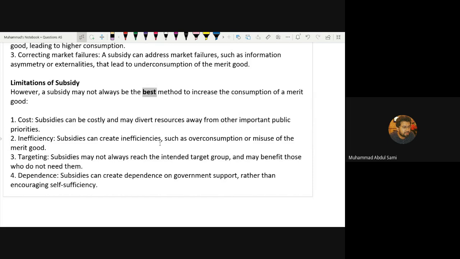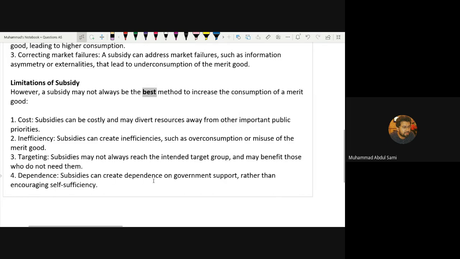Targeting. Subsidies may not always reach the intended target group and may benefit those who do not need them. Take a food voucher, for that particular case: the government, with good intention, has distributed food vouchers to the needy people, to the less privileged persons. But if that particular group sells their food vouchers to some other people, it means that the targeted audience is not being fulfilled as per their requirement. So there is a possibility.